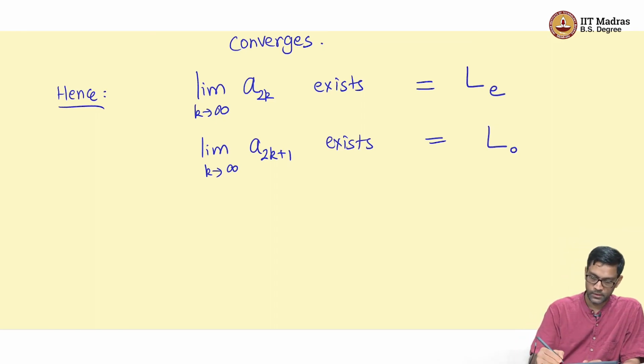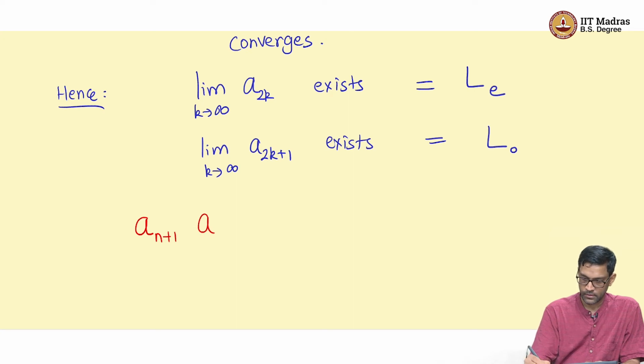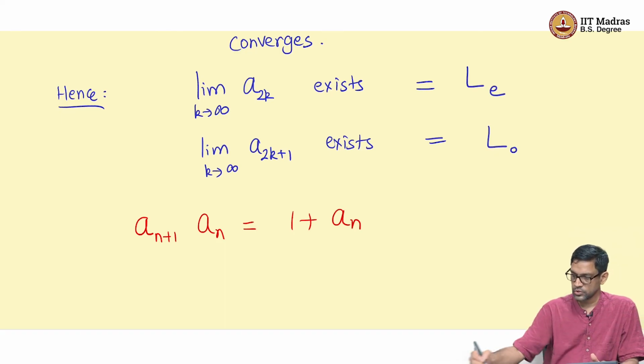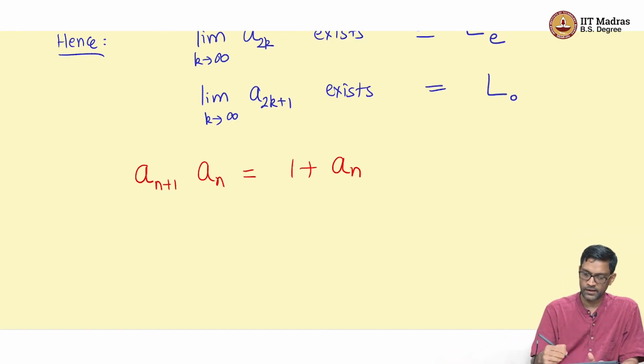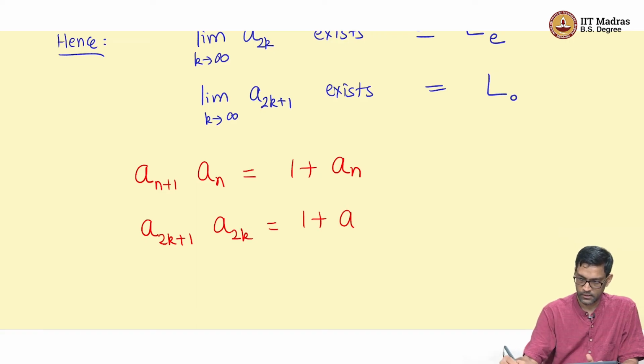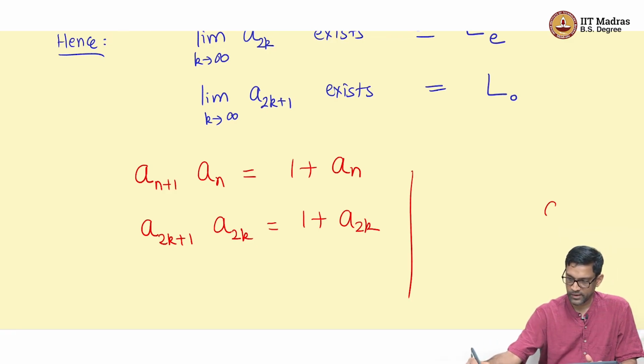To do this, let's recall the equation that we had earlier: a_n times a_(n+1) is 1 plus a_n. Now we will split this up into two separate cases, n odd and n even. Let's take n even, so put n equals 2k, we can think of it like this. So that's one case. Or you can take n to be 2k plus 1.